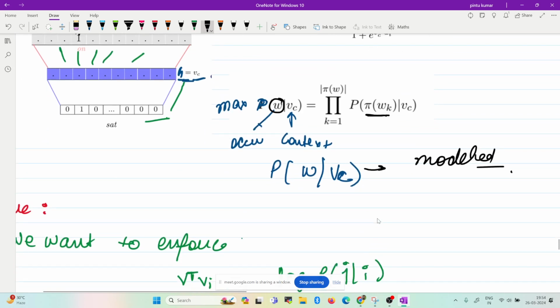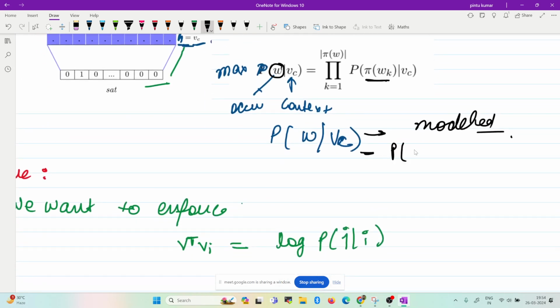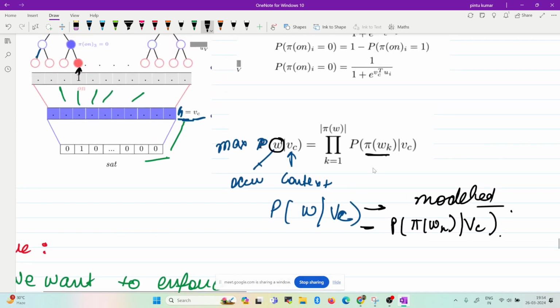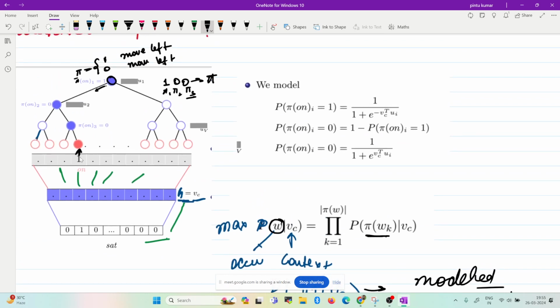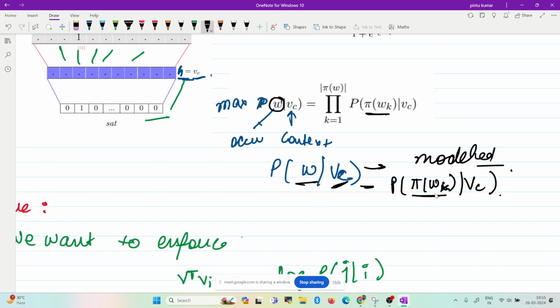Okay, so this can be written as the probability of that particular sequence given vc. We wanted to find the probability of a word given whatever input or hidden representation I have. I have changed that to the probability of this particular sequence. Every sequence corresponds to a unique word, so there is a one-to-one correspondence between these two. So whether you write w or pi, it doesn't make a lot of difference.